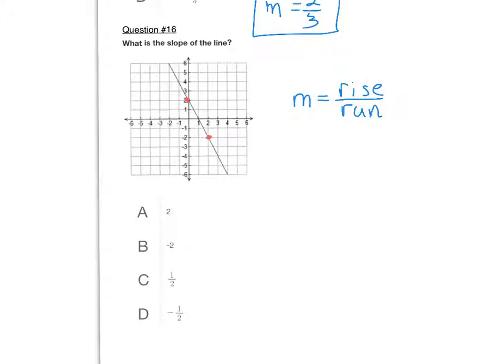So I'm going to find my rise. My rise would be from here to here. So that's 1, 2, 3, 4. That's a +4 direction. So my rise is going to be positive 4. And then my run is to the left. So to the left is a negative direction, 2. So negative 2. And then 4 divided by negative 2 is negative 2. So B is our solution there.